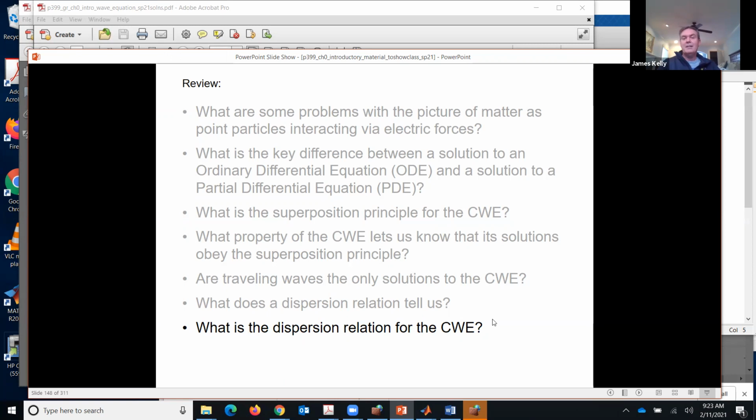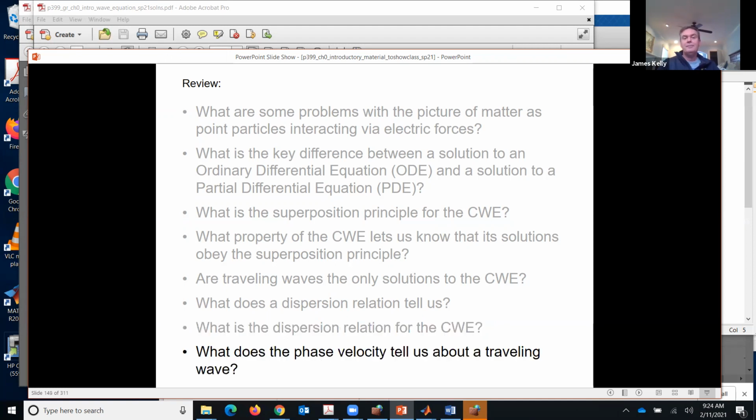So in this case, if it satisfies the classical wave equation, that means that omega over k is constant, or at least the magnitude of omega over k is constant. The speed is constant. The direction, of course, could be in one dimension, either direction. Okay, and what does the phase velocity tell us about the traveling wave? I'm not going to belabor this, but it tells us how fast it's going, or at least how fast and in which direction it's traveling.